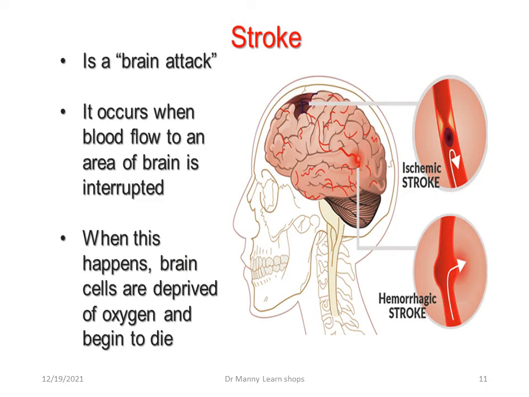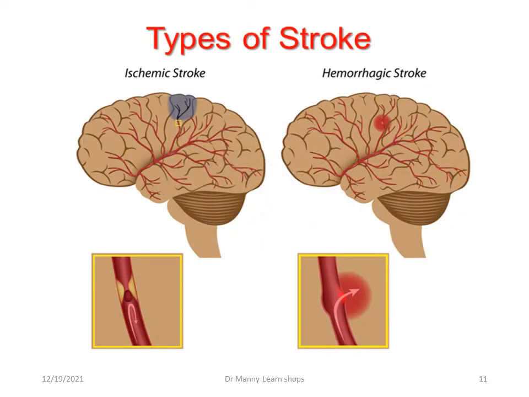Stroke, we said in lay terminology, was a brain attack. And this occurs when blood flow to an area of the brain is interrupted, and this happens when the brain cells are deprived of oxygen and begin to die. You can have 2 types of stroke, ischemic and hemorrhagic.